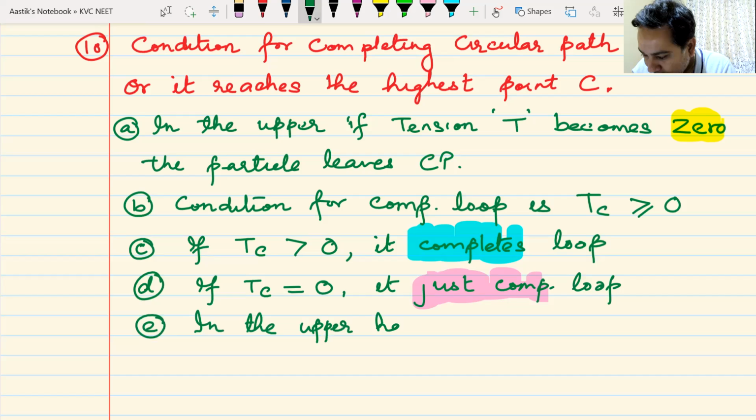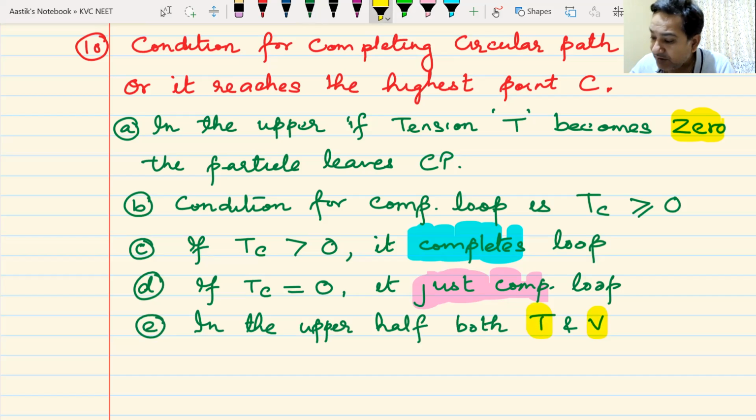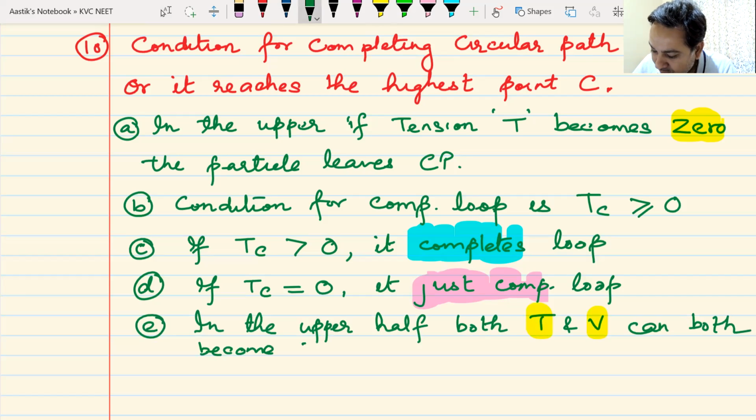both T and V. I hope you understand the meaning of T and V. T is tension, V is the speed. Can both become zero? Yes. Can both become zero?